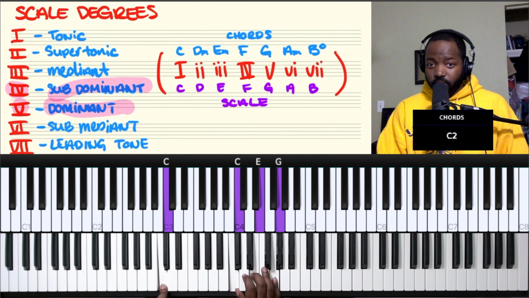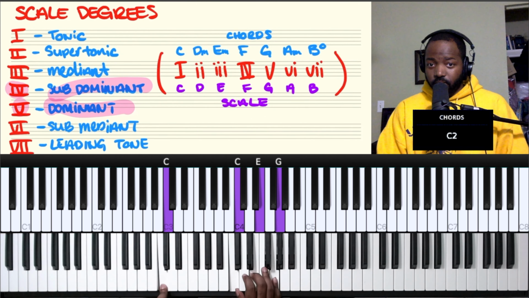That has a very, very strong resolution to the 1. So those are our 2 most important. Another important one that you may want to familiarize yourself with is going to be the 6 and the 7, the submediant and the leading tone.